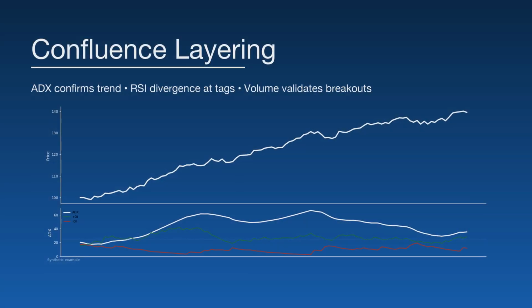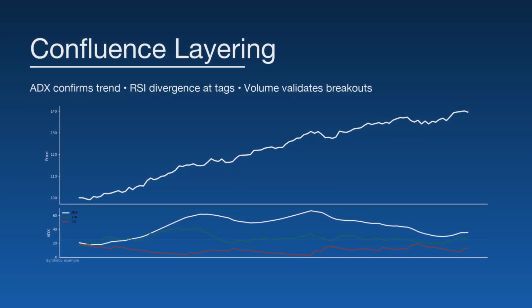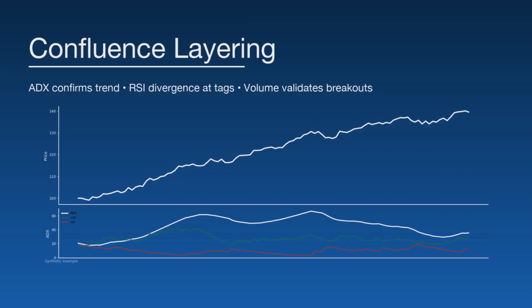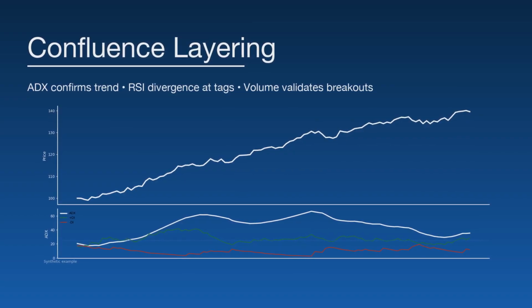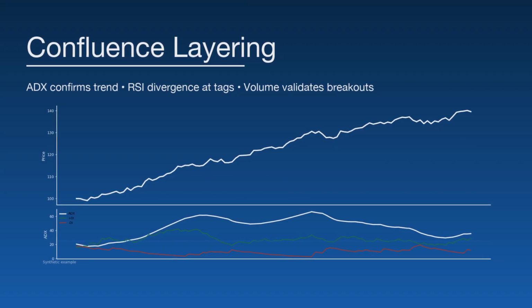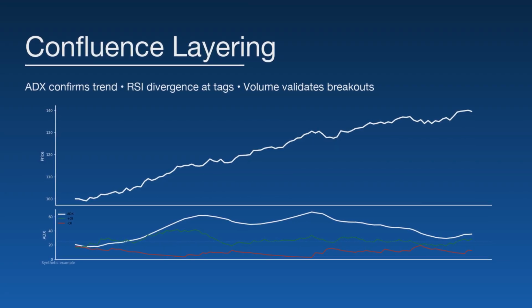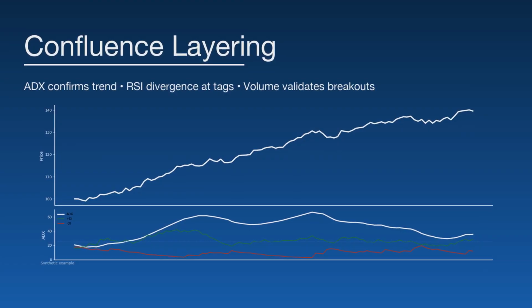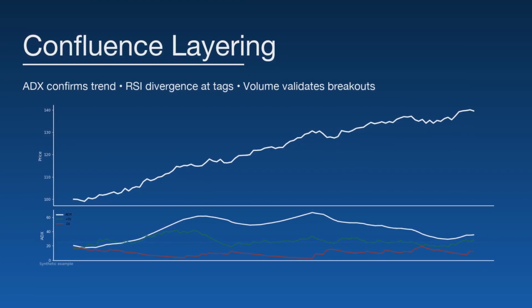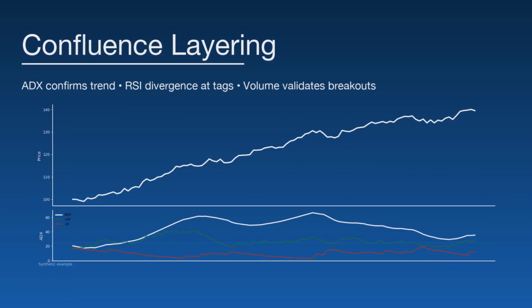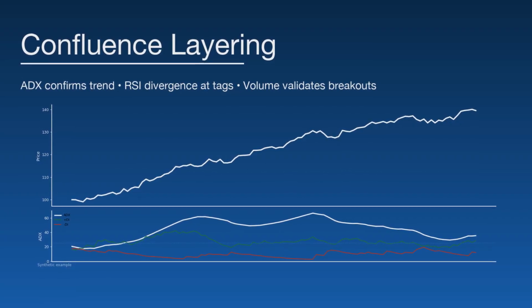Layer these bands with directional tools. ADX above 25 confirms the trend you see on Keltner. RSI divergence at a Bollinger upper band tag warns of exhaustion. Volume expansion on a squeeze breakout validates the move. The bands define the regime, momentum and volume confirm the trade.